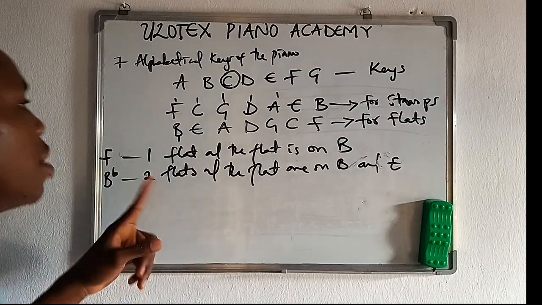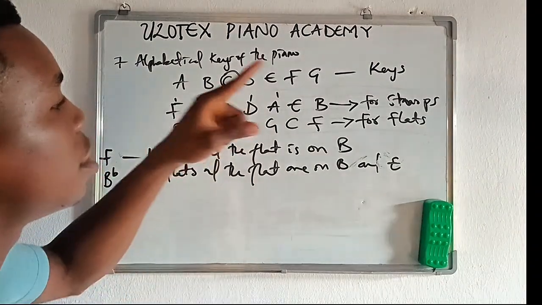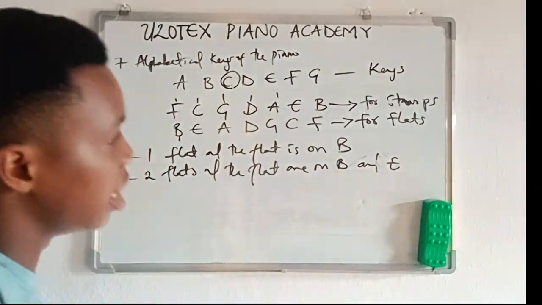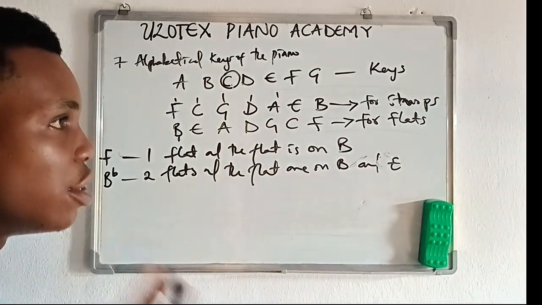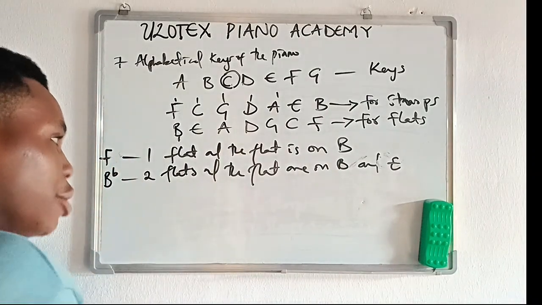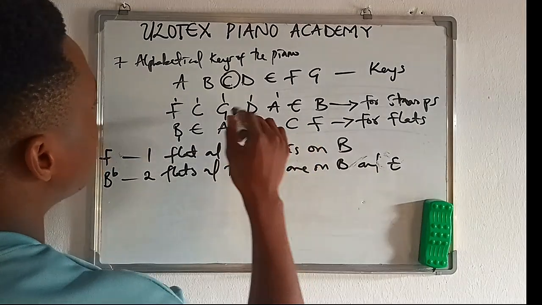So that one is your number one, B flat. Then the second is the E. You're going to flat your E and flat your B. That is you playing B flat major. So now let's continue. We stopped at B.